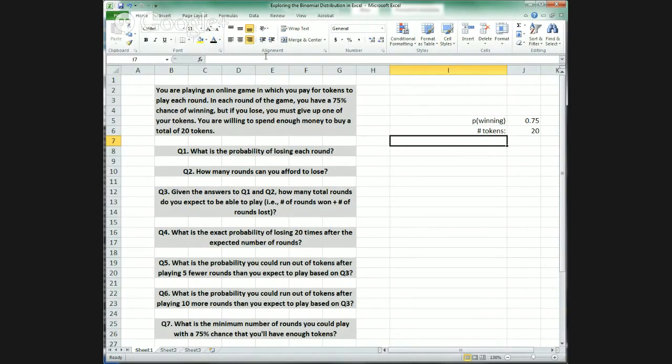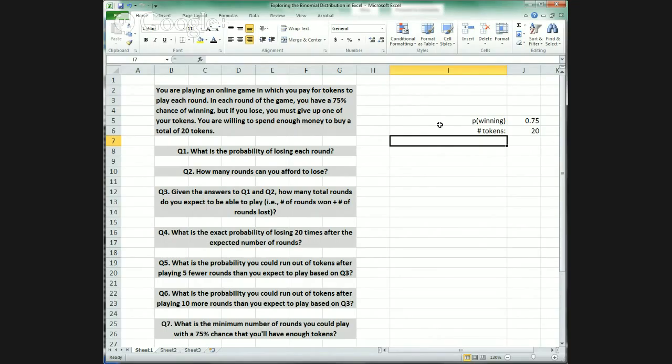All right, so then we go down to the first question. The first question is, what is the probability of losing in each round? And so we have to think about the information that we've been given and which of that information we can use in order to figure out the probability of losing. So the information that we have so far is the probability of winning and the number of tokens that we have. So if you think about what we need to know, we would need to know the probability of losing. Well, what is the probability of losing?